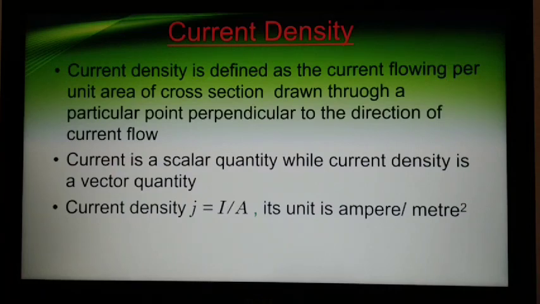Why is it a vector quantity? Because it is a derived quantity, given by J equal to I by A. We have already discussed that area is a vector quantity. So a scalar divided by a vector quantity should be a vector quantity. Since current density is given by I by A, current density is a vector quantity. Remember, current I is a scalar quantity, and J, the current density, is a vector quantity.